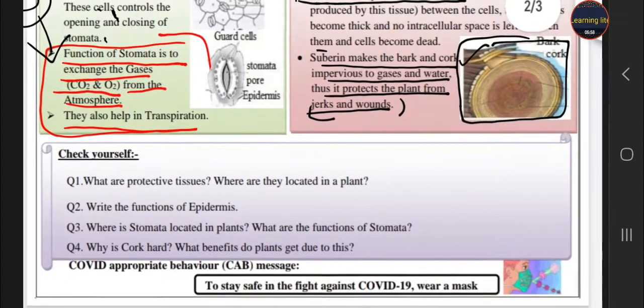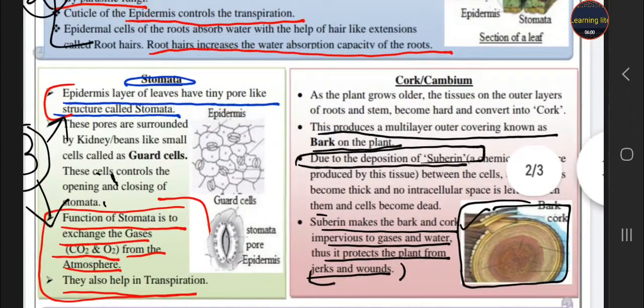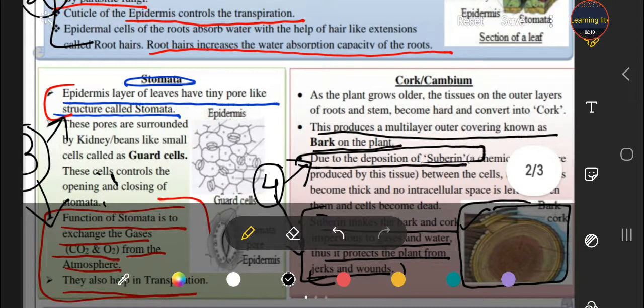Let's move to the fourth question, students. This is the answer of our fourth question. Why is the cork hard? Due to the deposition of suberin. And what is the function of that? So you have to write the function and the suberin deposition.